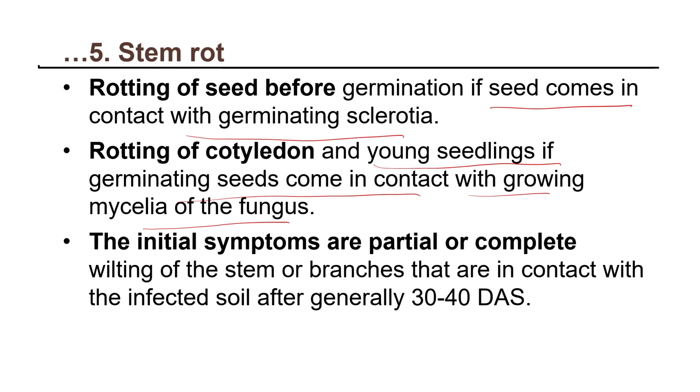So, you can see that the soil-borne fungus is also dangerous. The initial symptoms are partial or complete wilting of the stem or branches that are in contact with infected soil, after generally 30 to 40 days after sowing. So, you can see it is primarily a soil-borne disease.